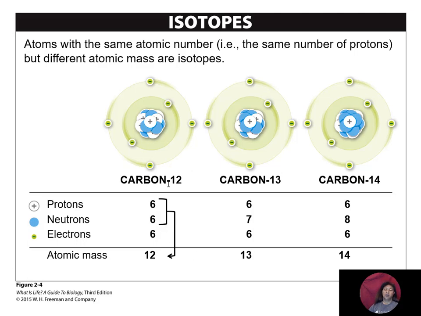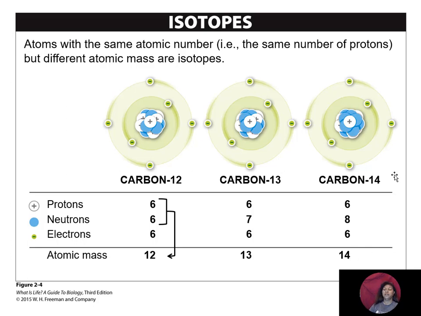So here we look at carbon-12. It's got 6 protons, 6 neutrons, and 6 electrons. The atomic mass is 12, hence the name carbon-12. But when we look at carbon-13 and carbon-14, we can see that carbon-13 has 7 neutrons, which makes our atomic mass 13, and carbon-14 has 6 protons and 8 neutrons, which makes our atomic mass 14. So isotopes are atoms with the same number of protons, but a different number of neutrons.